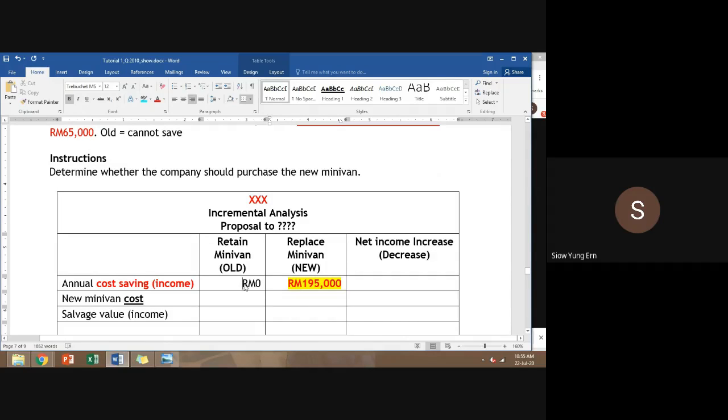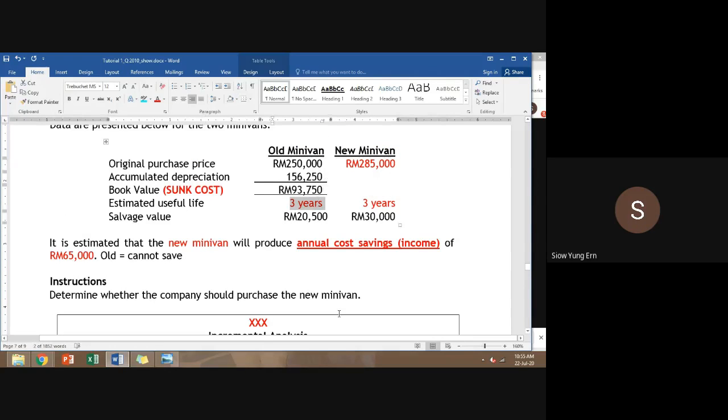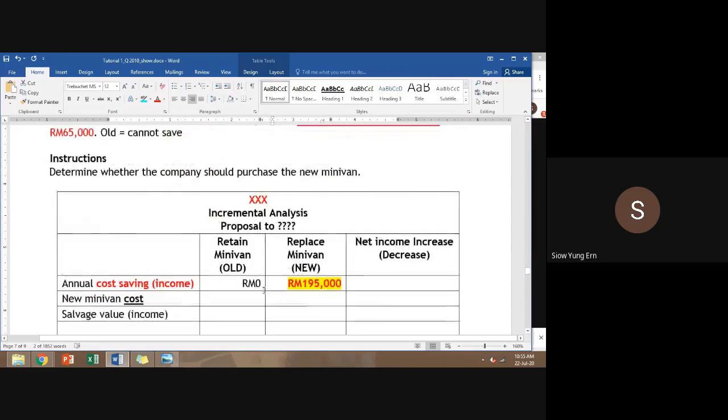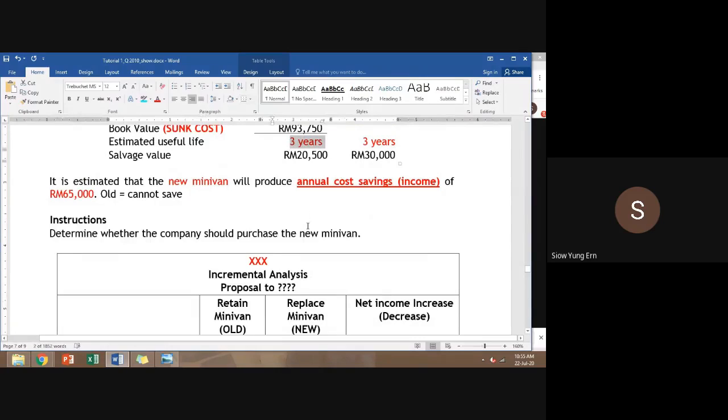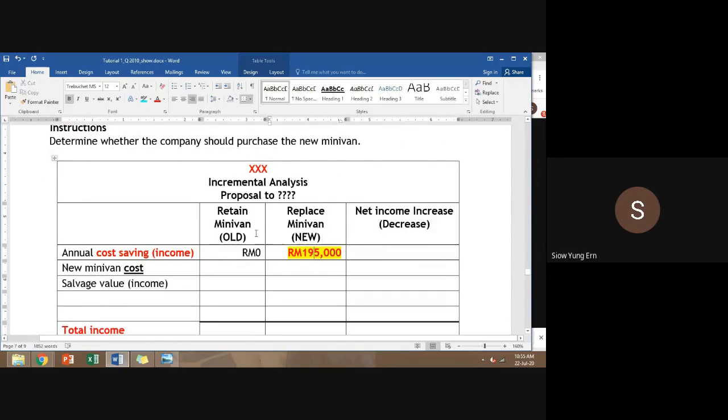So just now 0, right? Class, for old minivan 0. Same thing, 0 times 3 years is 0. So you can still compare. Then 65,000 also times 3 years, you will get 195,000. So it is comparable. Both are in 3 years, useful life.